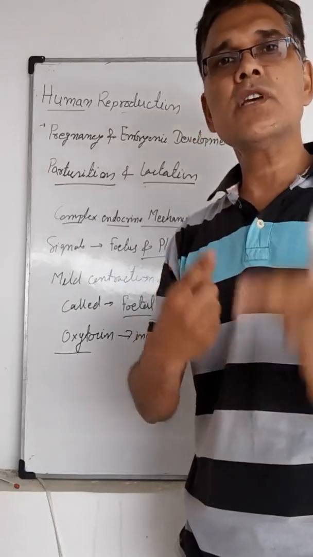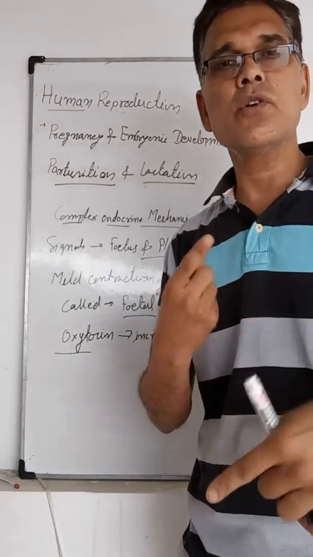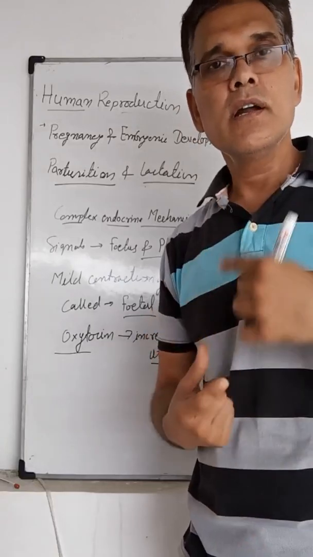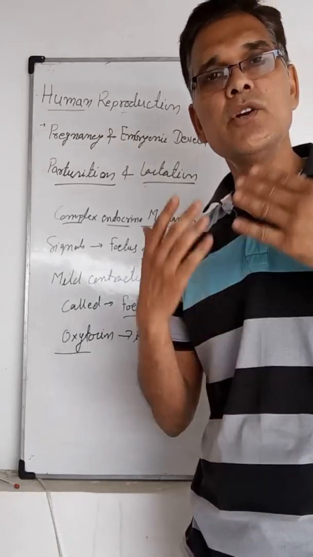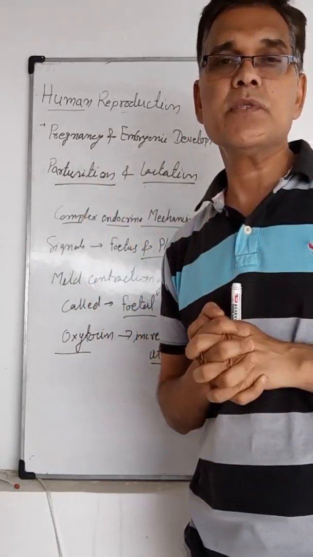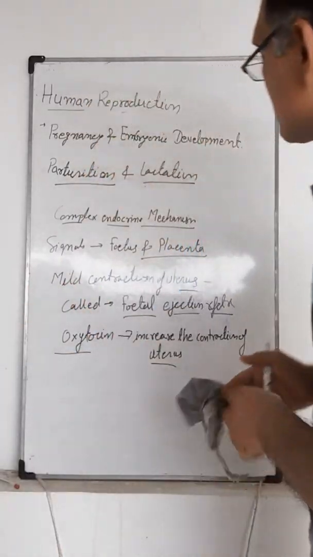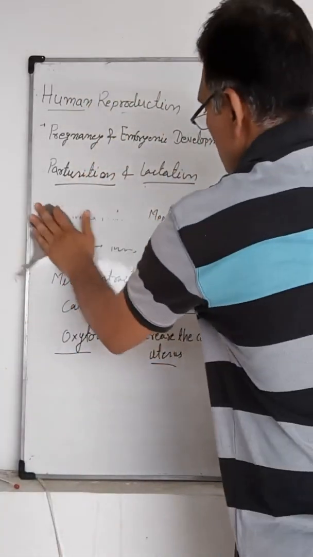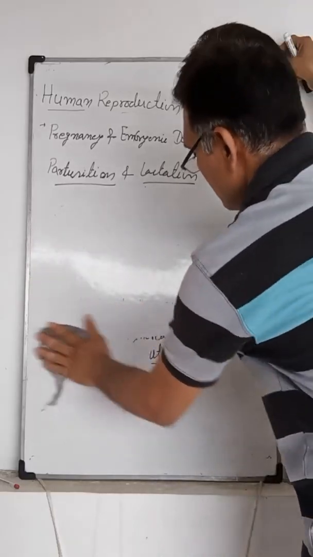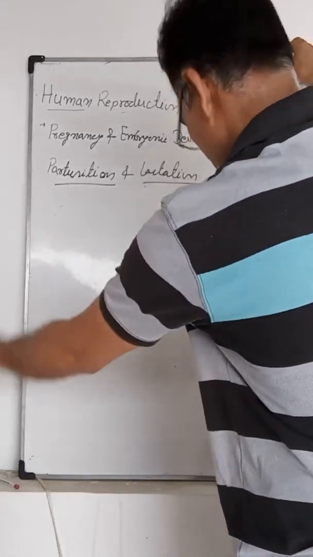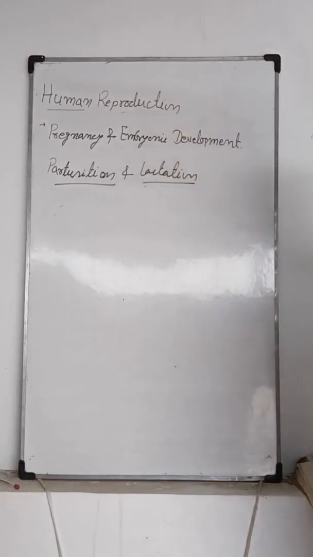So due to this, stronger and stronger contractions develop in the uterus, and due to this the delivery of the child occurs from the mother's uterus. And this process is known as parturition.